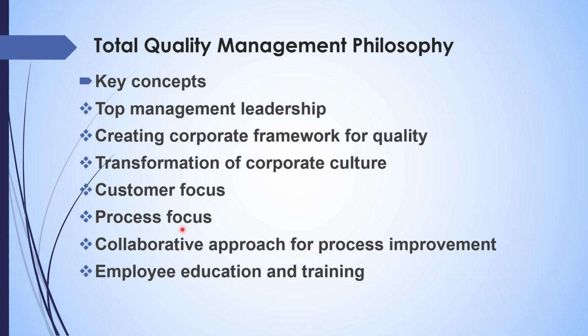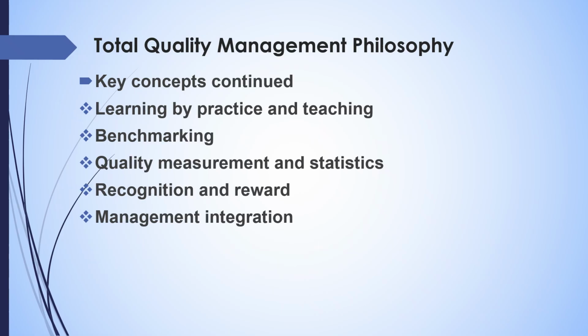So they should have collaboration and communication. Communication and collaboration is very important for total quality management. Employee education and training. The staff should be educated and trained on a regular basis or with new equipment, the launching of new equipment. So there will be standardization of the processes. Then learning by practice and teaching. So learn by practice and also teach.